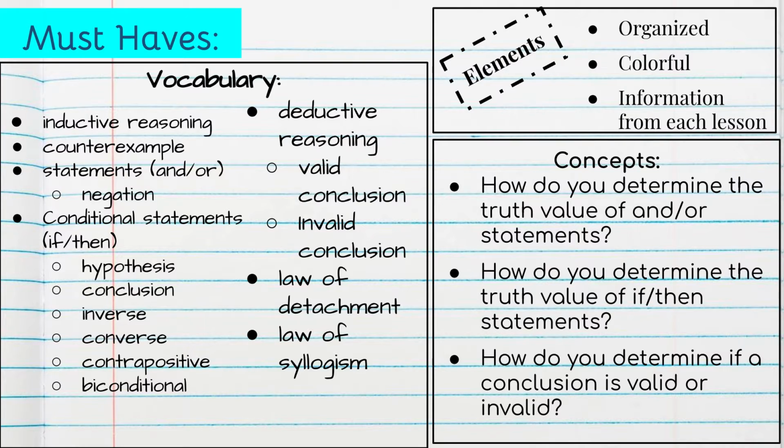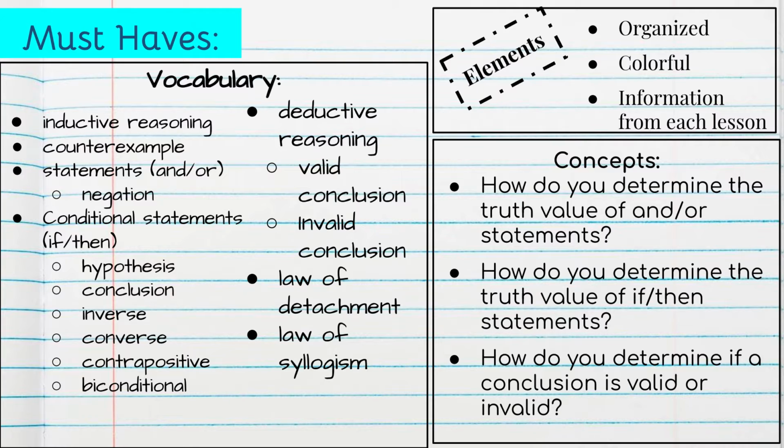So we have a lot of vocabulary. These not filled in circles are kind of under those bigger headings. So for example, when we talked about and or statements, we also talked about negation. That kind of goes together. When we talked about conditional statements, we also talked about a hypothesis, a conclusion, the inverse, the converse, the contrapositive, okay? The big concepts or big questions you would need is, how do you know the truth value of an and or statement?